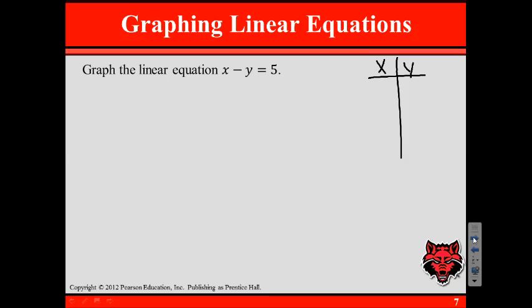Just like in the tables we saw before, we can only choose an x value or a y value. We cannot choose both simultaneously. We choose one is fixed, and then we use the equation to find its counterpart. For instance, let's say that x equals 0. If x equals 0, we replace x with 0 in the formula. So 0 minus y equals 5.